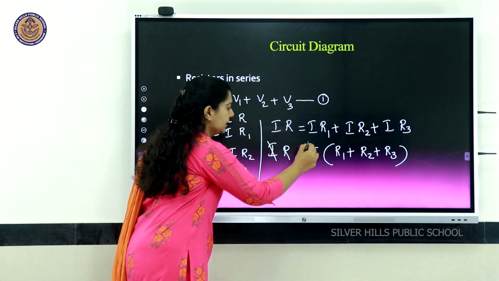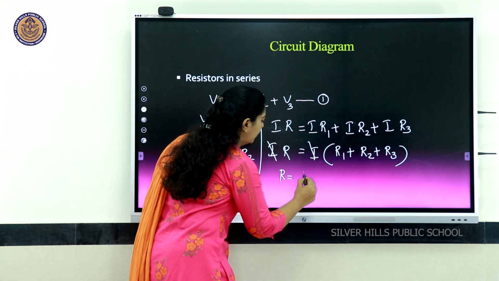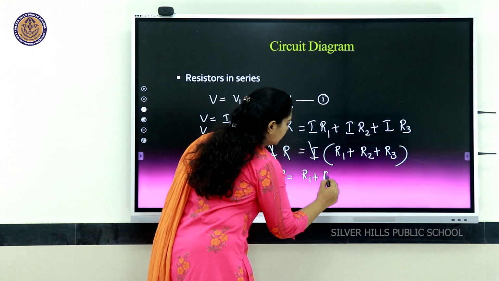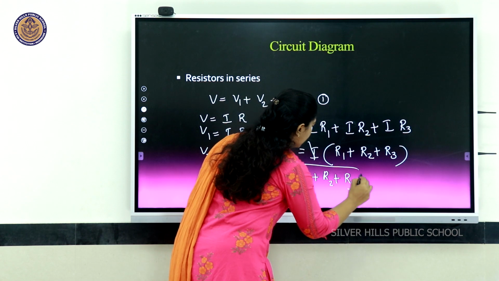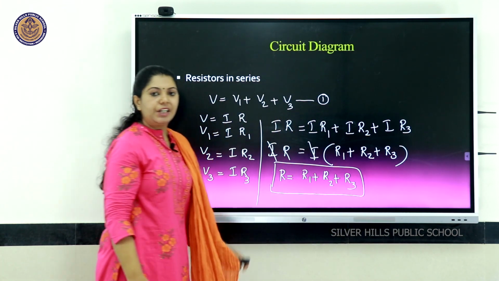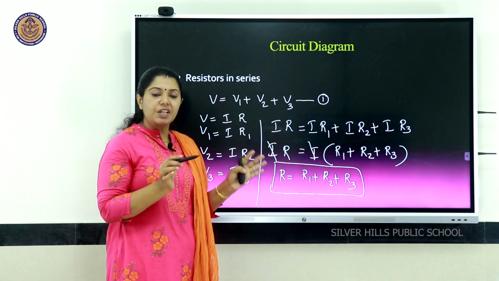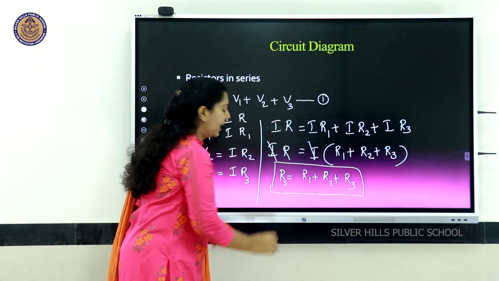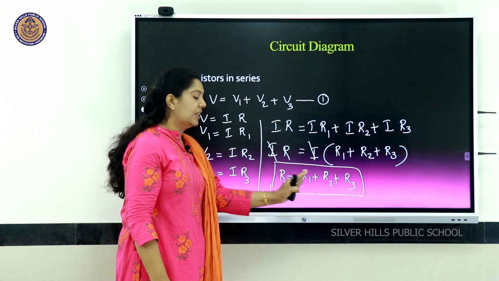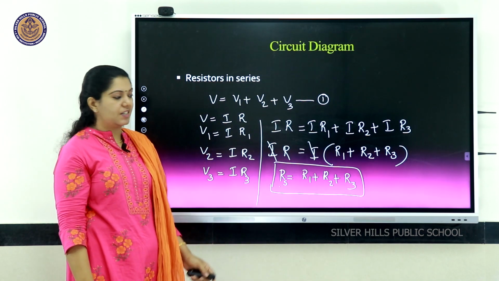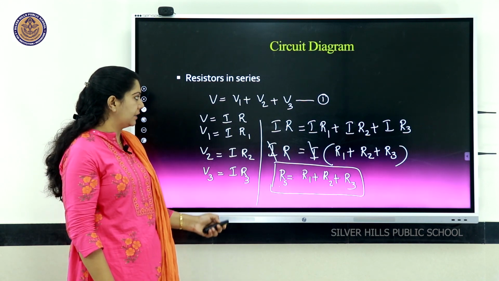Then we can cancel this current I. The remaining term R is equal to R1 plus R2 plus R3. This is the final expression. When three resistors are connected in series, the total resistance Rs represents the total resistance in series. The total resistance is the sum of the individual resistances. Rs is equal to R1 plus R2 plus R3.